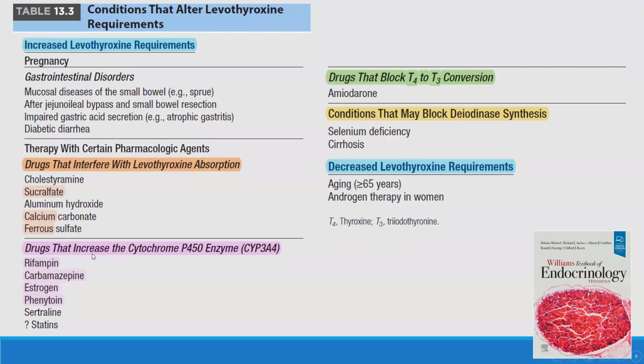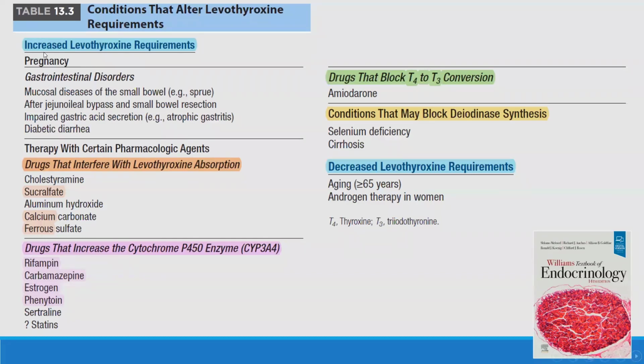Also there are other drugs that increase cytochrome P450 enzyme activity: rifampicin, carbamazepine, estrogen, phenytoin, sertraline, and to some extent statins. In this situation, we should increase the dosage of levothyroxine in most cases. There are also drugs that block the conversion of T4 to T3, like amiodarone, and conditions that block deiodinase synthesis, such as selenium deficiency and cirrhosis. And we need to decrease the levothyroxine requirement for the elderly and if the patient is on androgen therapy, female.